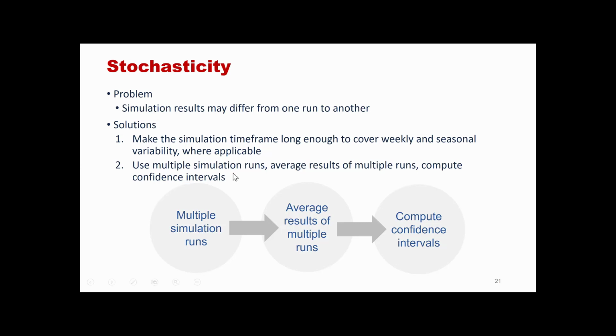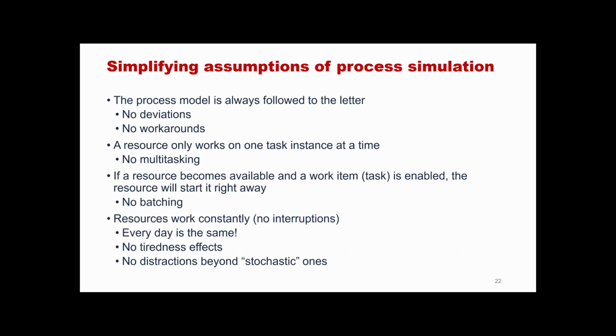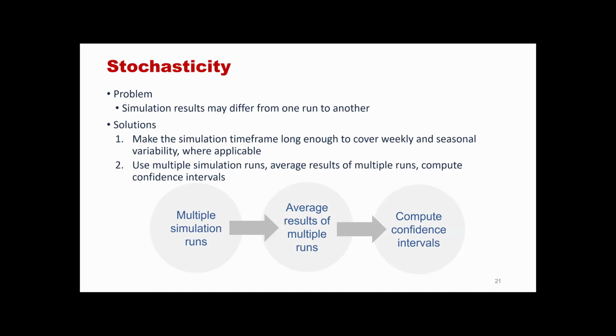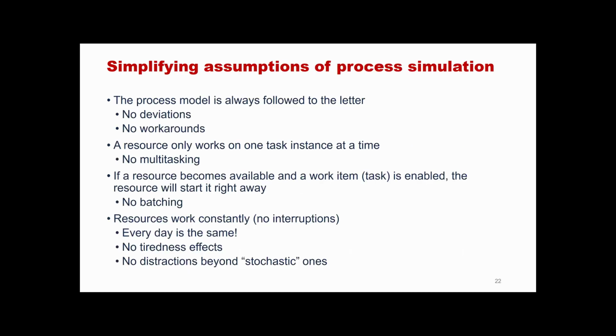Or the second approach to even out differences between runs is to make multiple runs and to do an average. Whatever you conclude, you do it with respect to a mean of multiple simulations. And if you are brave enough, you can even compute confidence intervals over multiple simulations. Okay, this is not too bad, but bear in mind that process simulation can also give very approximate results because of some simplifying assumptions that it makes. I list here 4 simplifying assumptions that simulation makes.